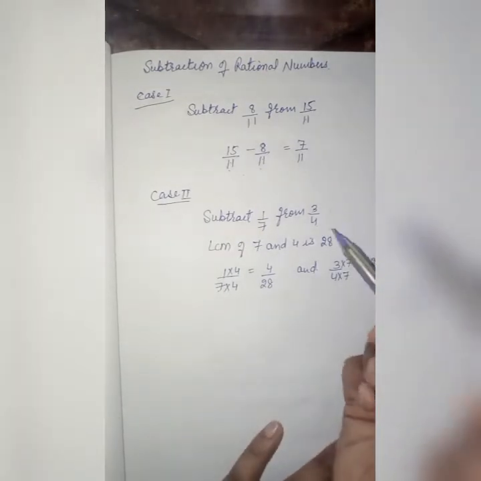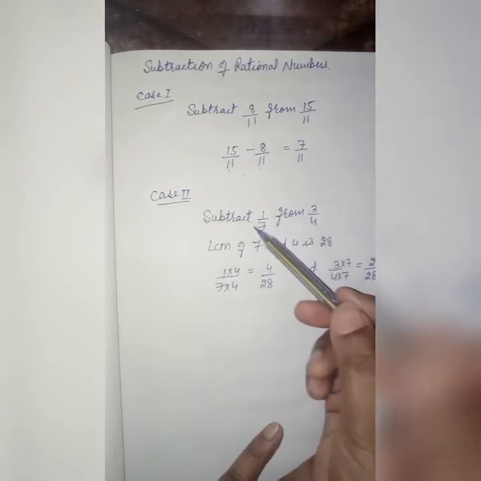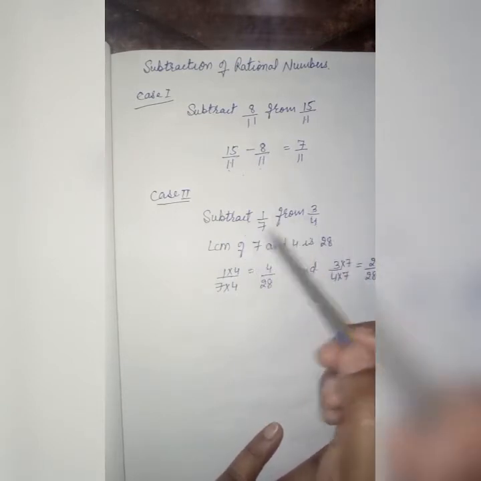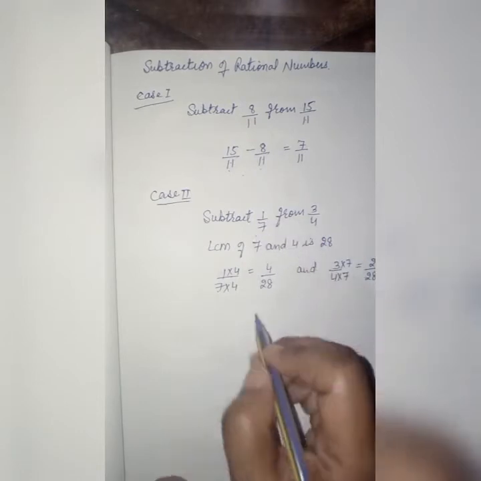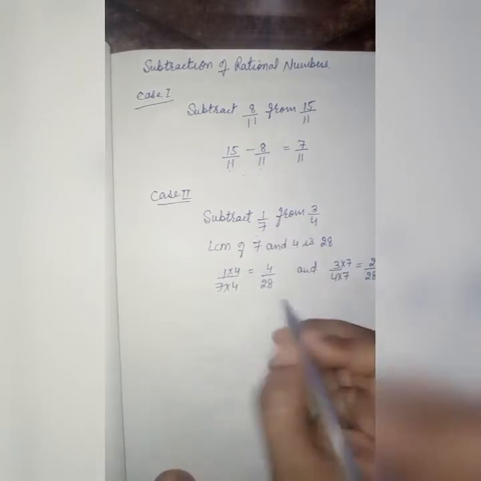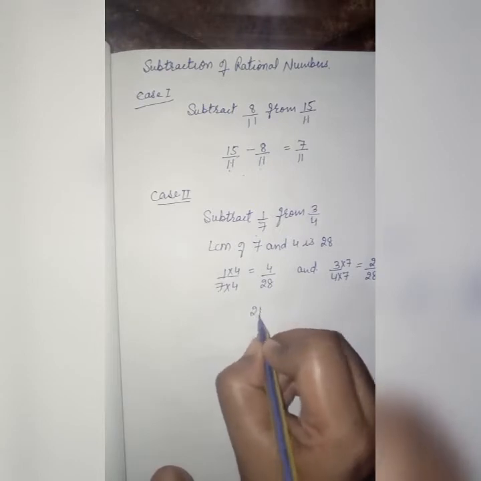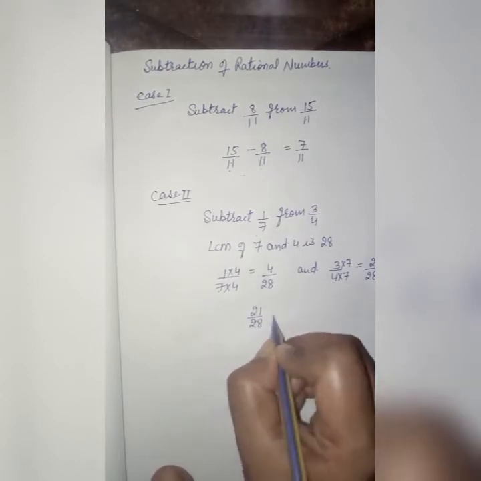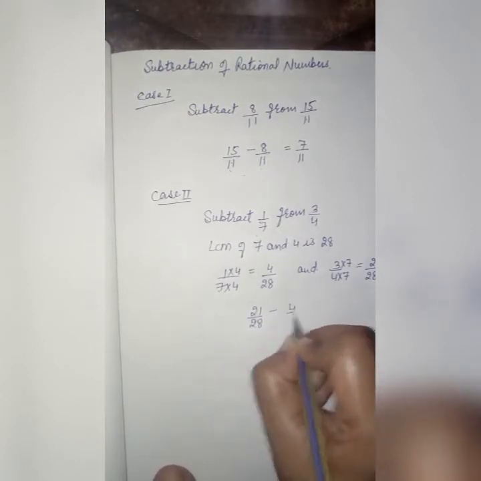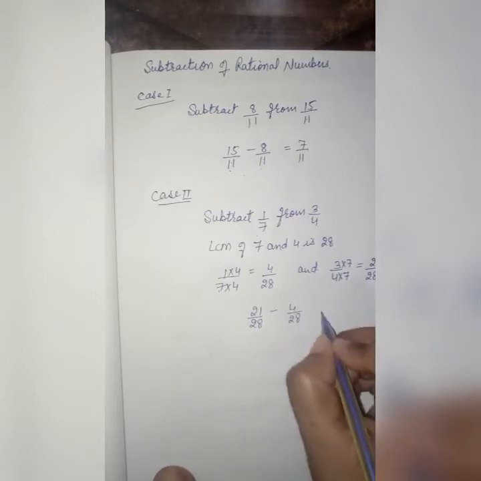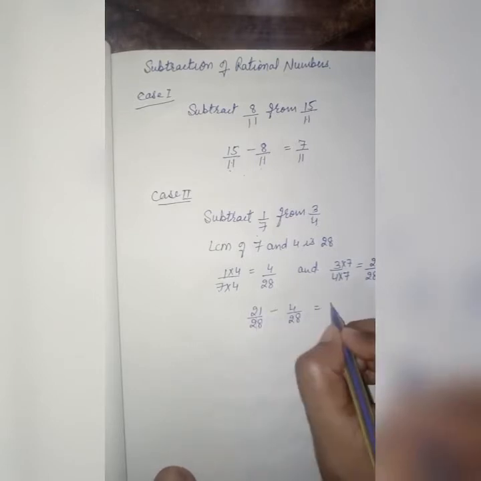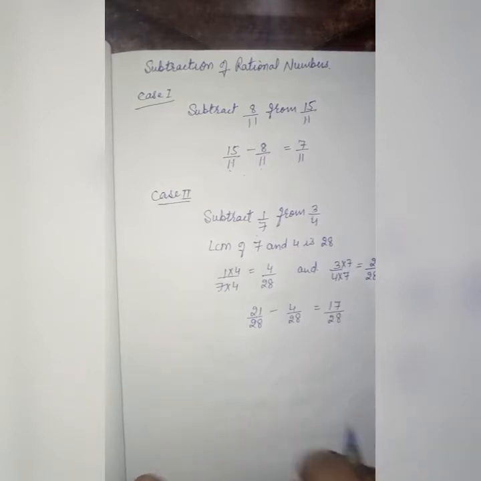Now from 3 upon 4 you want to subtract 1 upon 7. So what will you do? 21 upon 28 minus 4 upon 28. So it will become 17 upon 28. In this way you can find the answer.